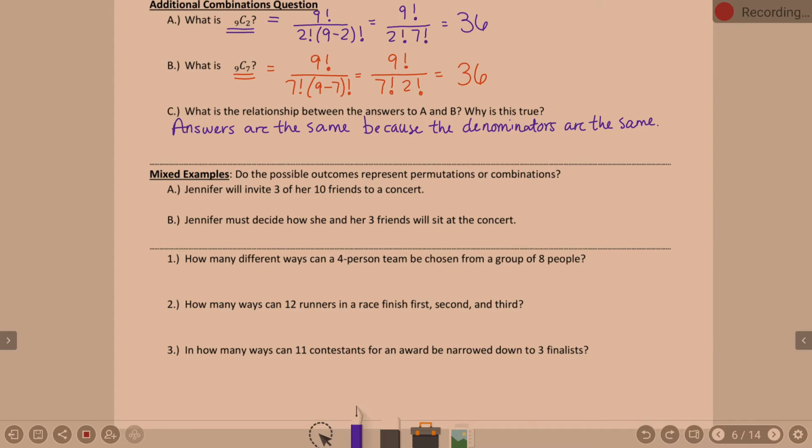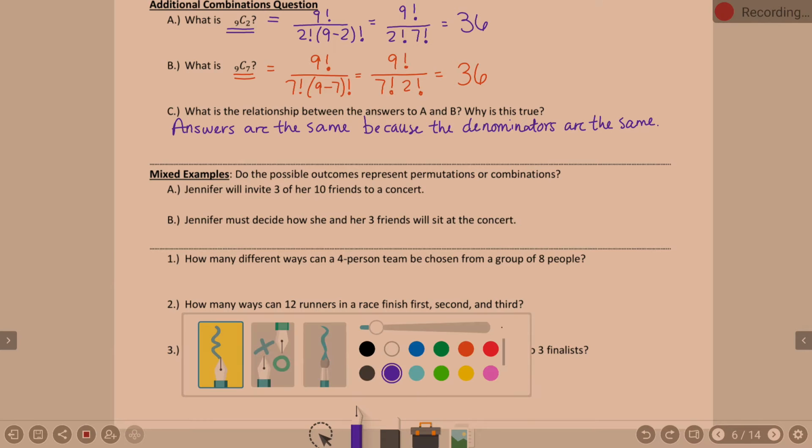Couple mixed examples here. Okay. Do the possible outcomes represent permutation or combination? So, not doing the math here. I just want to know, is this a situation where I would use a permutation? Or is this a situation where I would use a combination? First situation being, Jennifer will invite 3 of her 10 friends to a concert. What do you think here?